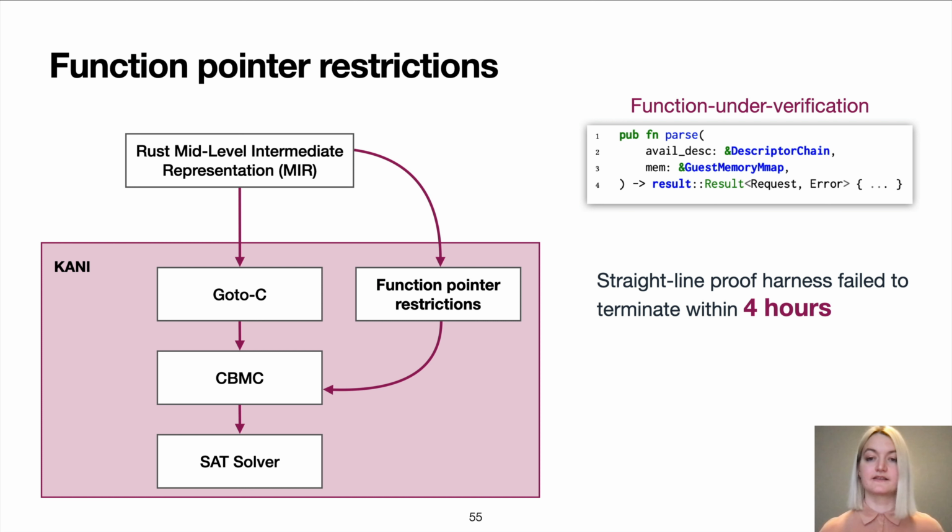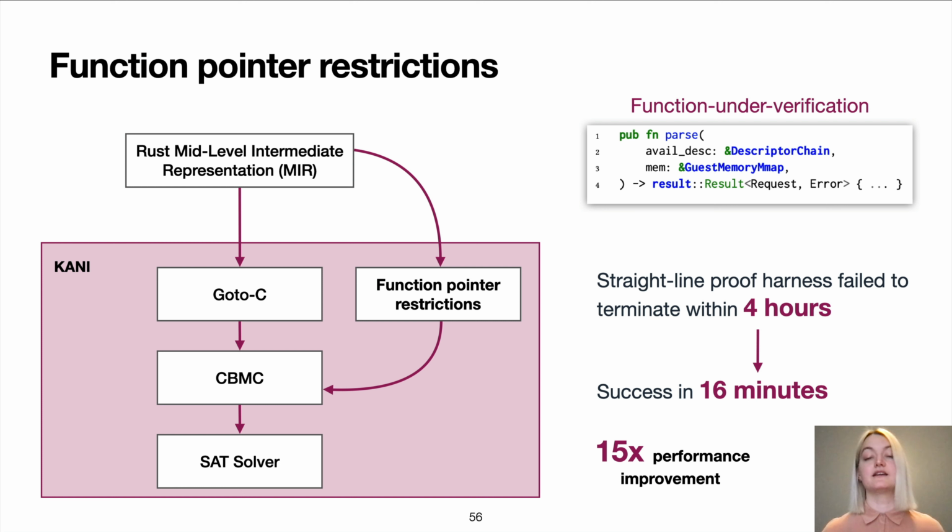And going back to our case study for parse, we found that this took our proof that failed to terminate within 4 hours to success in 16 minutes. So that's at least a 15 times performance improvement. And if you run this proof with a more restricted set of checks, this actually succeeds in around 4 minutes. So this is getting to times that are feasible for use in continuous integration.